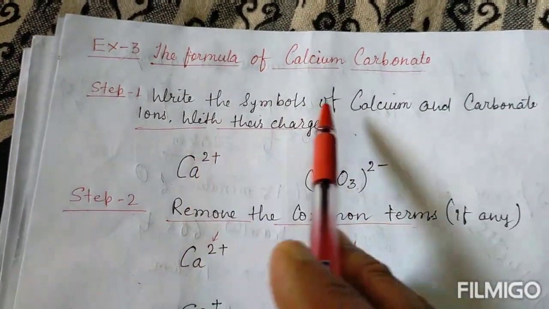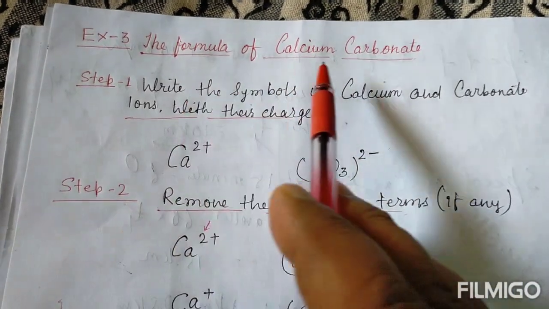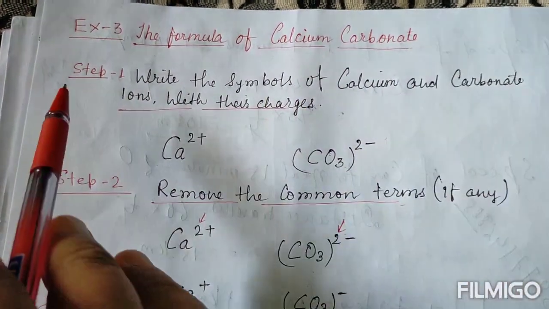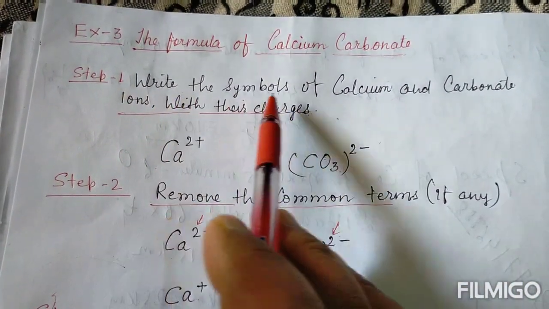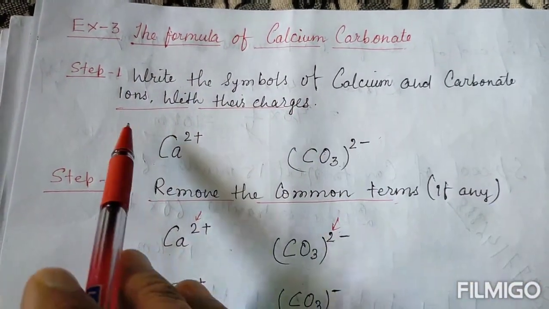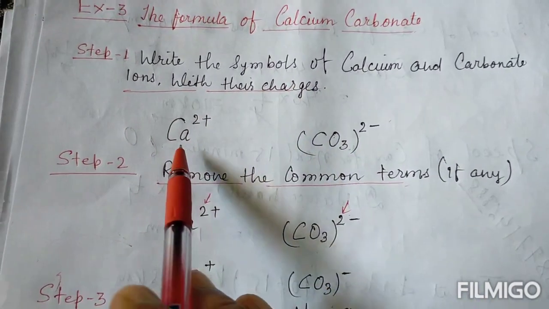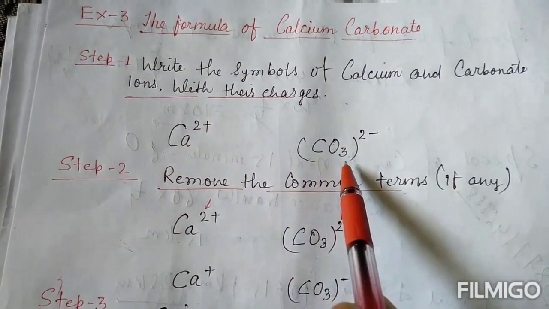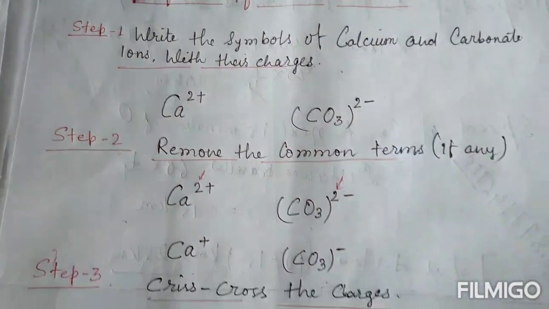I will take one more example, the formula of calcium carbonate. How will we write the formula of calcium carbonate? Following the steps, in step 1, write the symbols of calcium and carbonate ions with their charges. Calcium ion Ca2 plus, carbonate ion CO3 2 minus.